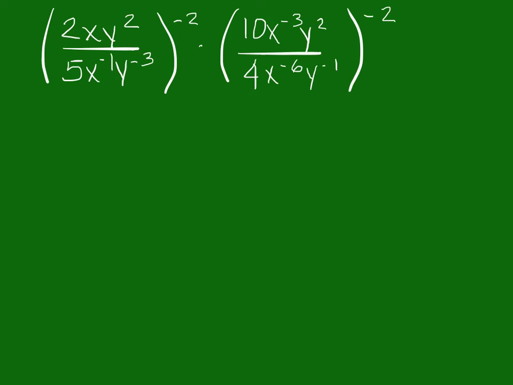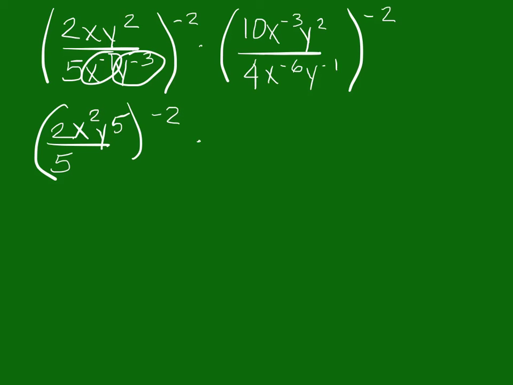On the left-hand side, you'll have 2 over 5. The x to the first goes to the top and combines to make x to the second. y to the negative third goes to the top and combines to make y to the 5th.